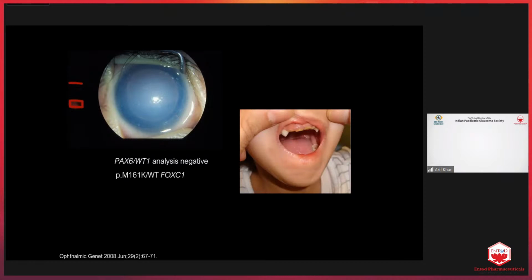And sure enough, that's exactly what this baby had. She had a pathogenic variant in FOXC1. When she was a newborn, of course, she didn't have any teeth, but as she grew up, you can see the dental features that we associate with Axenfeld-Rieger spectrum.